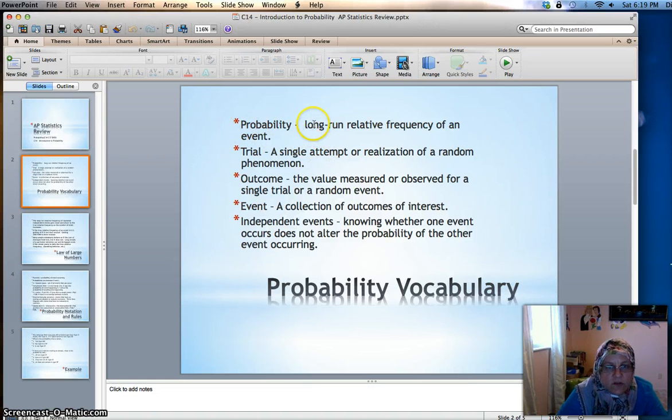Probability represents the long-run relative frequency of an event. So if in the long run, when you roll a die, the number 6 comes up 1/6 of the time, then that's the probability of getting a 6.